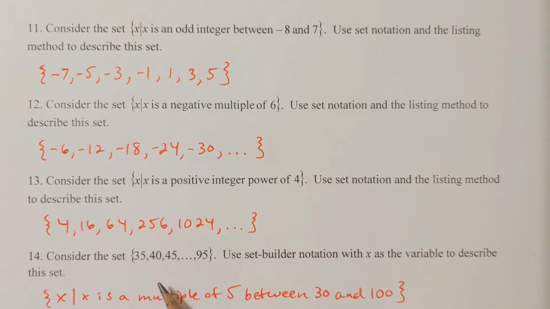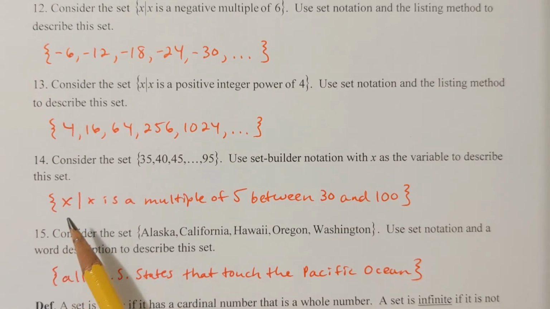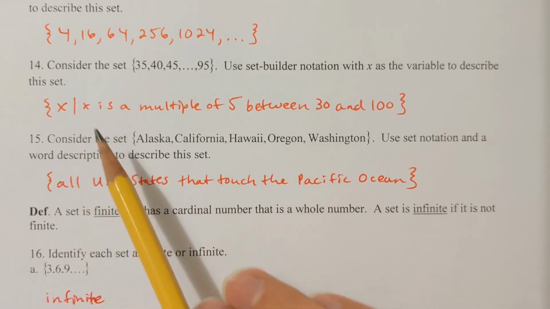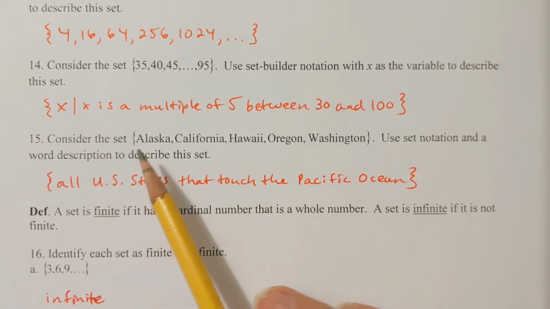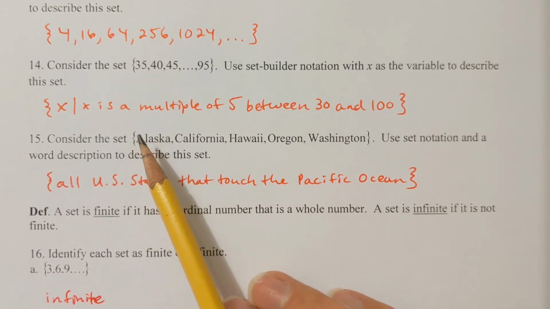Problem 14, consider the set, which is the set containing 35, 40, 45, 50, etc., all up to 95. Use set builder notation with x as the variable to describe this set. Okay, so I'm using set builder notation, which means that I have the set of all x, and then such that, and then I got to explain what's happening to x here.